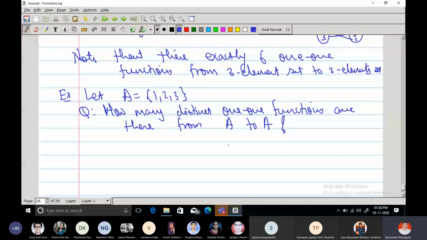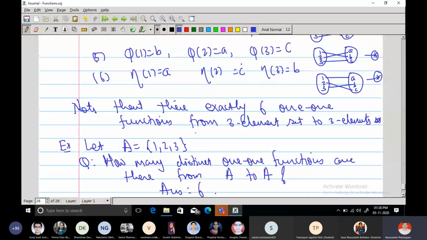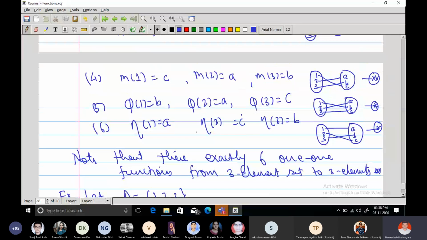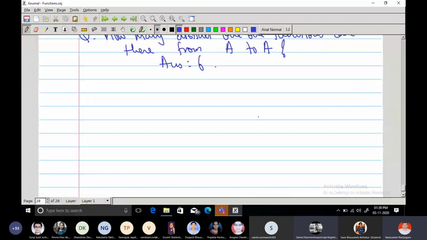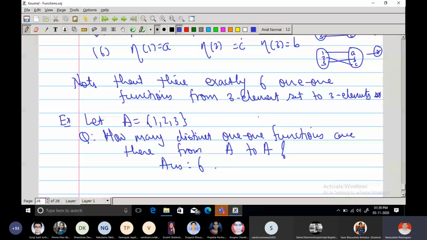Because what is the basic thing here? Suppose we have 3 students and 3 caps. Set A is the set of all 3 students and B is the set of 3 caps. Then we want to distribute 3 caps to 3 students. How many ways can you distribute 3 caps among 3 students? Because what is a function? We are assigning elements of A with elements in B. Assigning means we are distributing. There are 6 ways.